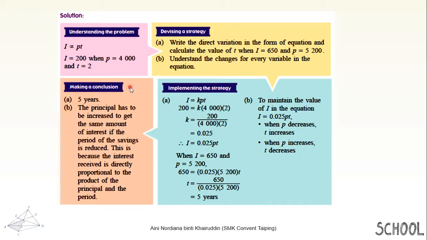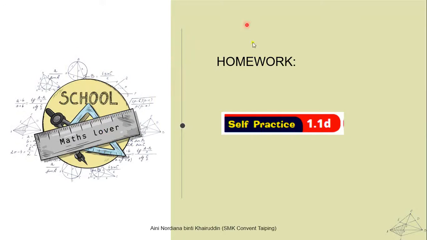Okay, making a conclusion. For A, the answer is 5 years. For B, the principal has to be increased to get the same amount of interest if the period of the saving is reduced. This is because the interest received is directly proportional to the product of the principal and the period. So this is your homework, self-practice 1.1D.